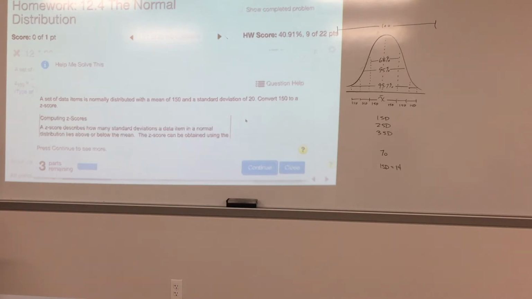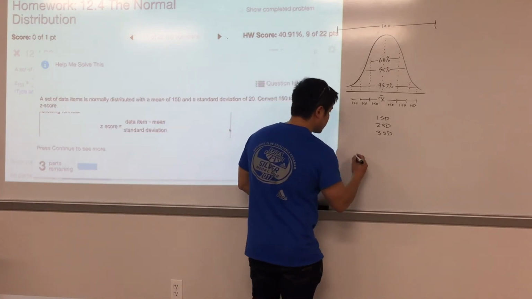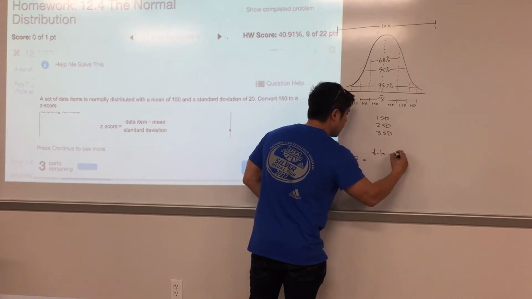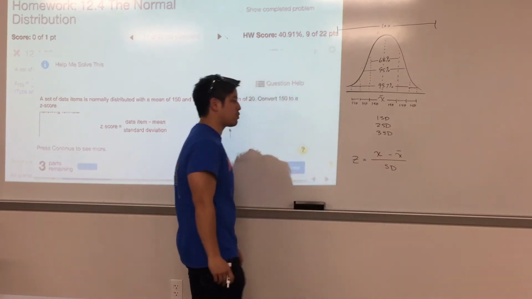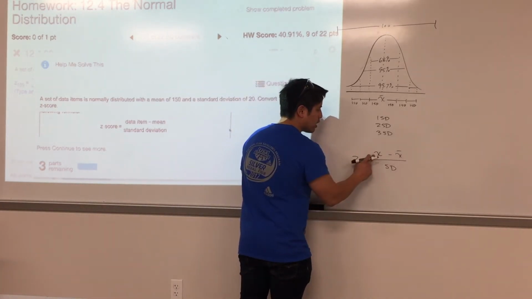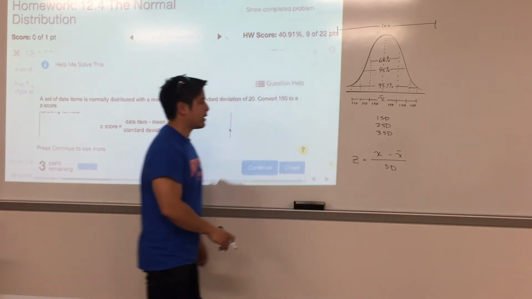Let's read through this real quick. Computing z-scores. A z-score describes how many standard deviations a data item in a normal distribution lies above or below the mean. The z-score can be obtained using the following formula: your data item minus the mean, divided by the standard deviation. That's really important for you to have. So your z-score is x minus x bar over SD, because x bar is your mean and x is your data item.